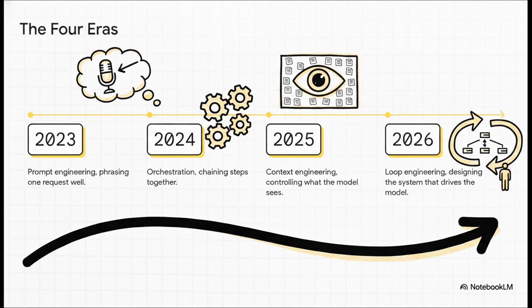AI interaction actually moved in some pretty clear stages. Back in 2023, the hot skill was prompt engineering, right? Just phrasing one request well. Then in 2024, it shifted to orchestration, chaining a few steps together. By 2025, it was all about context engineering, really controlling exactly what the model sees. And then, in 2026, it evolved into loop engineering. Notice how each era didn't just replace the last one, it stacked right on top of it. Today, the real scarce skill is designing the system that drives the model without you.